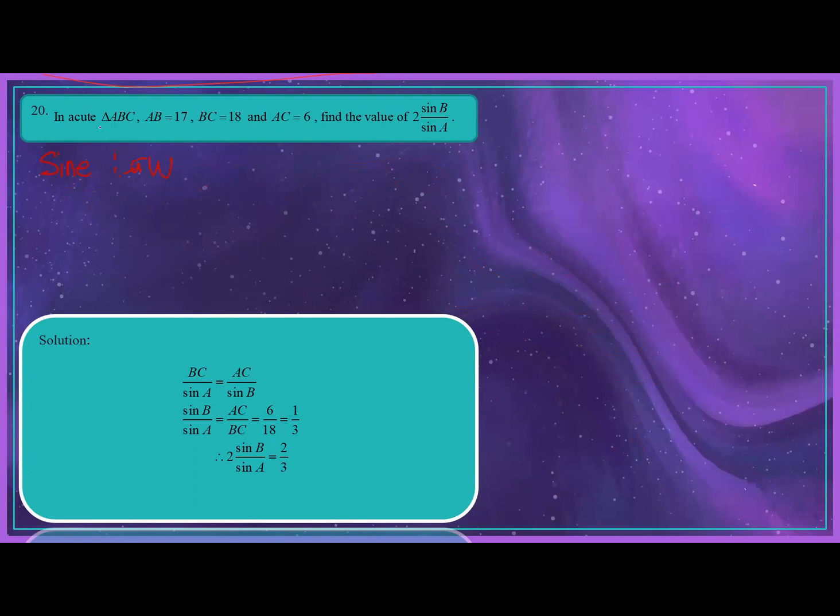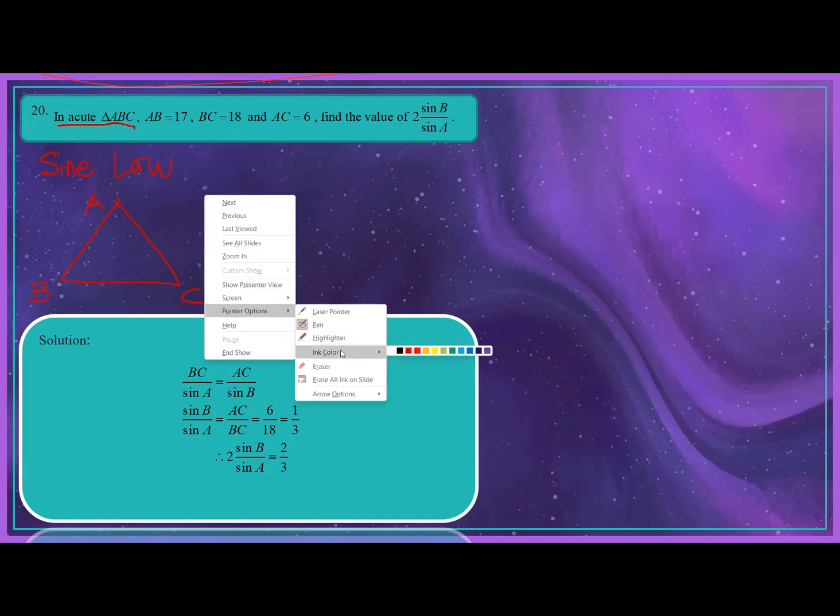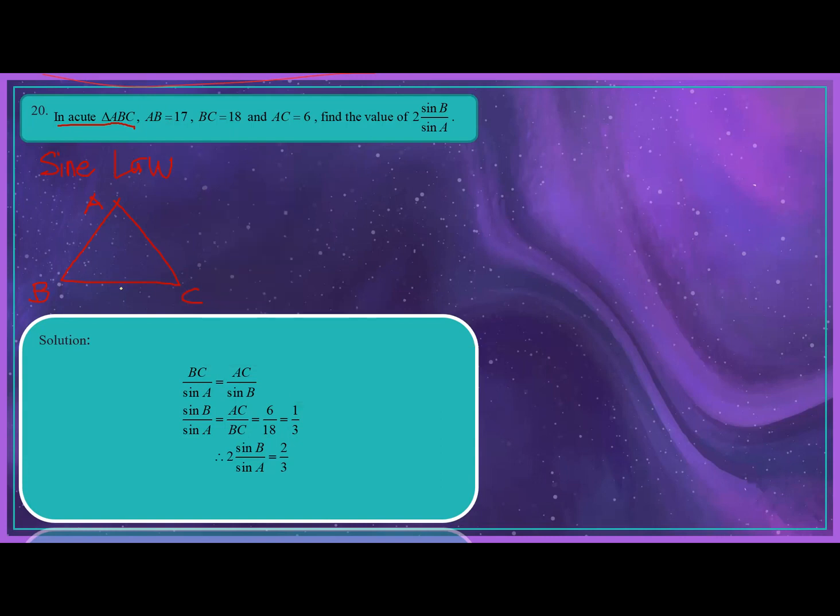Okay, so if we have a triangle ABC, I don't assume this is an equilateral triangle, so don't assume this. So let's say we have this triangle ABC, so this one is vertex A, this one is vertex B, and this one is vertex C. So the side opposite to vertex A would be side a, that's small a. The side opposite to vertex B would be side b. And the side opposite to C would be small c.